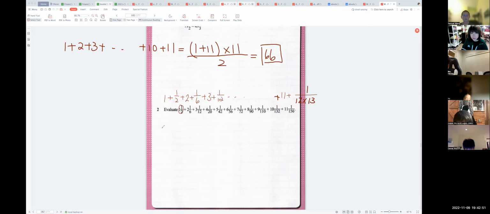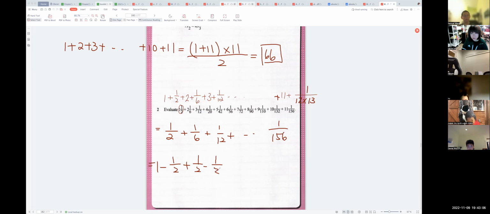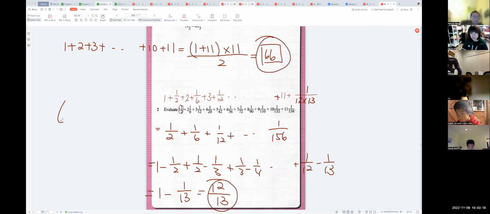Okay, so now let's take a look at this one. So we have another one: half plus 1/6 plus 1/12 all the way to 1/156. And I know this one equals 1 minus half plus half minus 1/3 plus a third minus 1/4 and all the way to plus 1/12 and minus 1/13. So that's why it is 1 minus 1/13, which equals 12/13. And I'm going to combine these two together, 66 and 12/13.